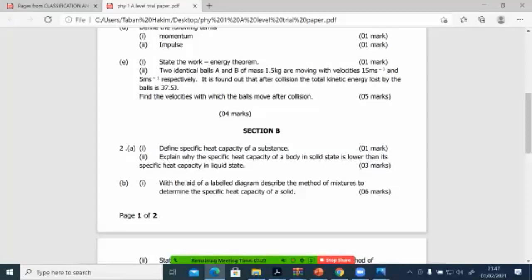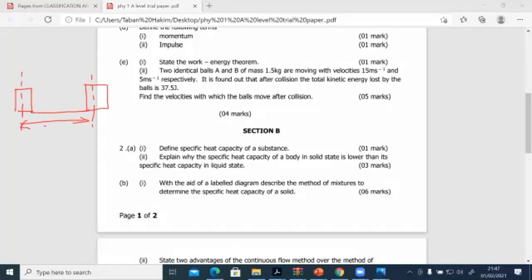In other words, if a body starts from here and covers a distance s, and it is being acted upon by a constant force F from point A to point B, work is defined as the product of the force and the distance moved in the direction of the force. This is equal to Fs. I can put that as my equation 1.